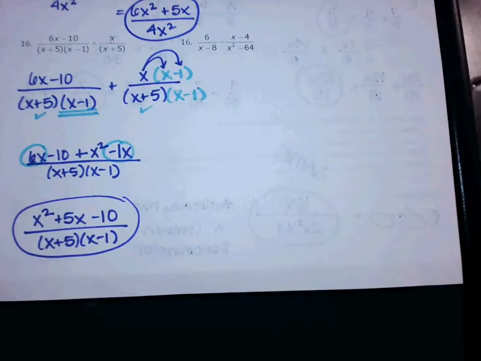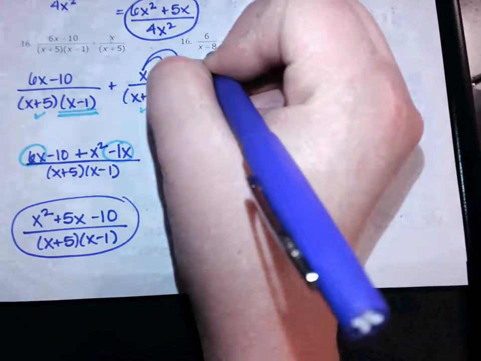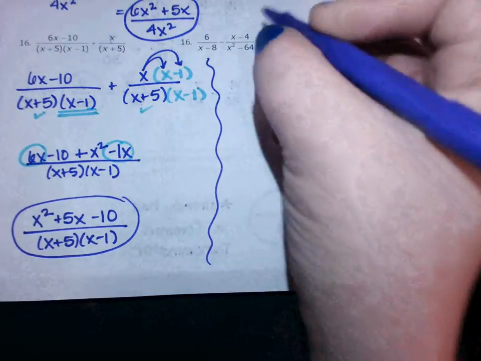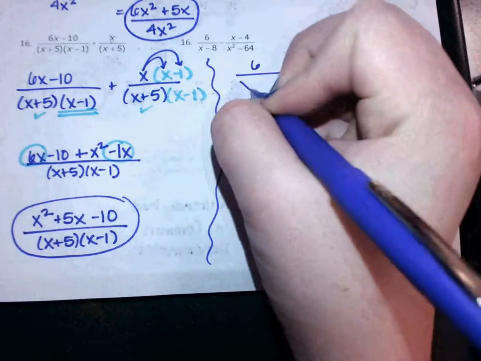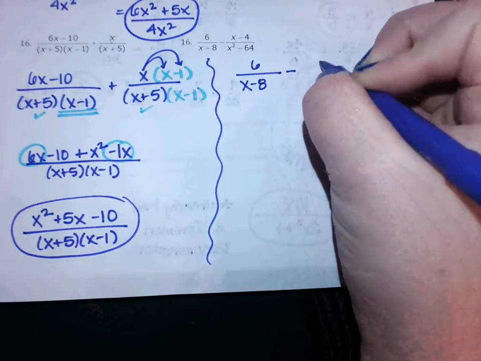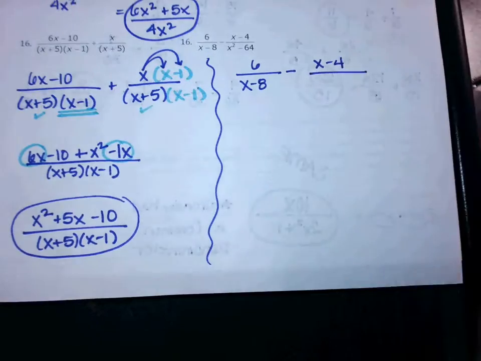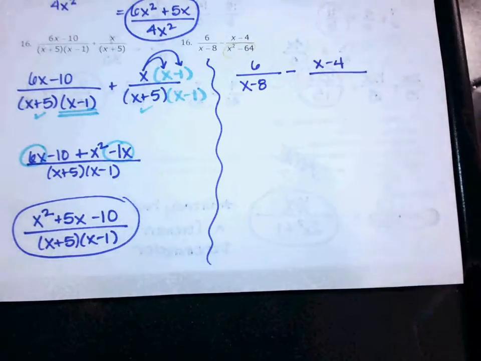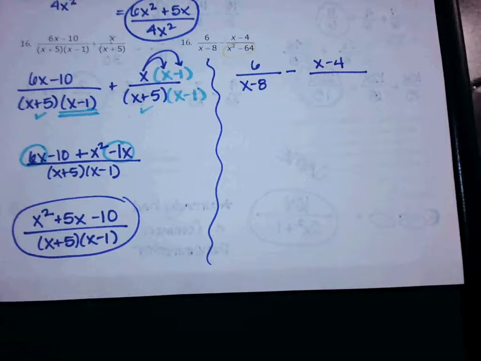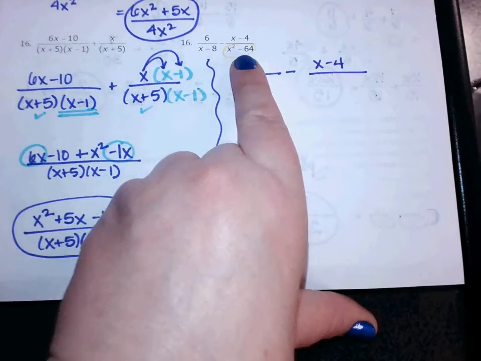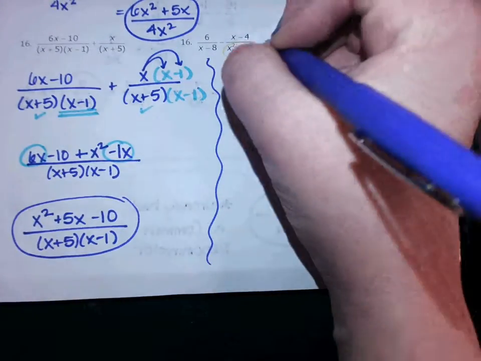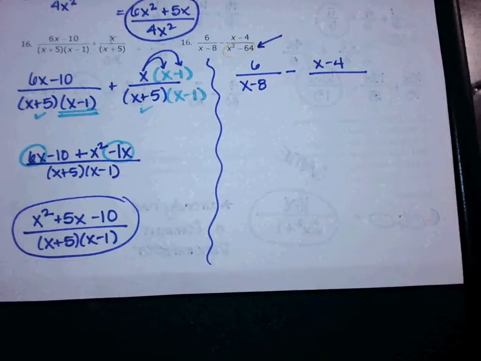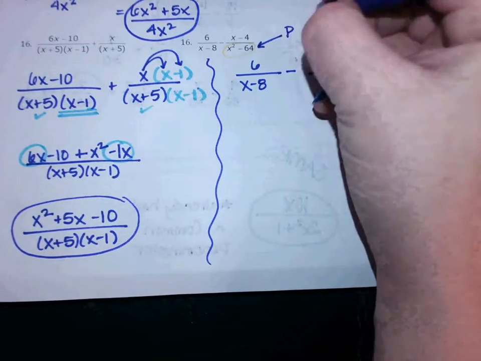Alright, one more like that. Take a look at the problem right next to it. So it's 6 over x minus 8 minus x minus 4 over x plus 8. Okay, now this bottom piece right here, we're going to have to simplify. Okay, when stuff isn't factored, it's hard to tell what's missing. So if this is x squared minus 64, what kind of factoring is that? It's difference of perfect squares, very good.